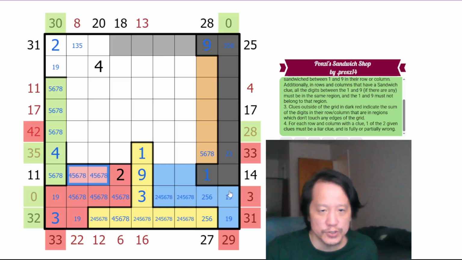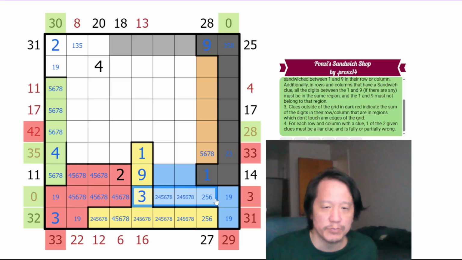Where is the 2 then in row 8? It has to be in the blue region. Which means the blue region going up here has to be a 3 because it can't be 2, because we have a guaranteed 2 here. So this has to be a 2 here.